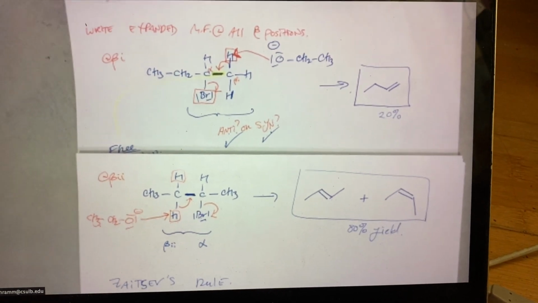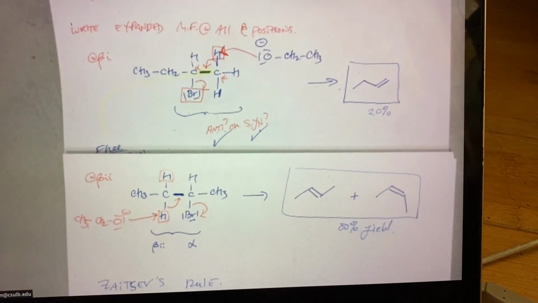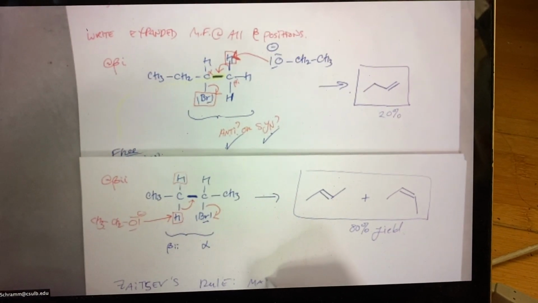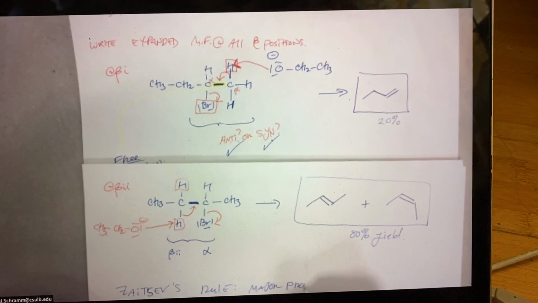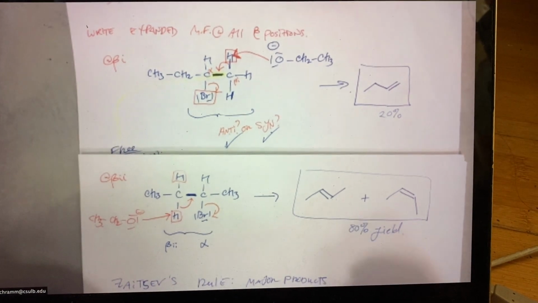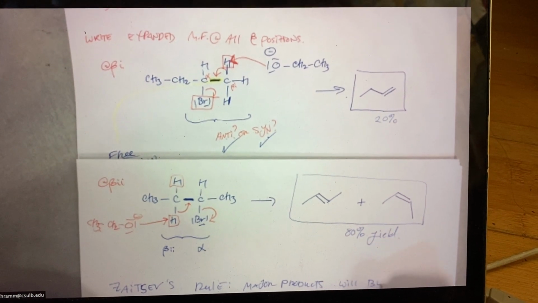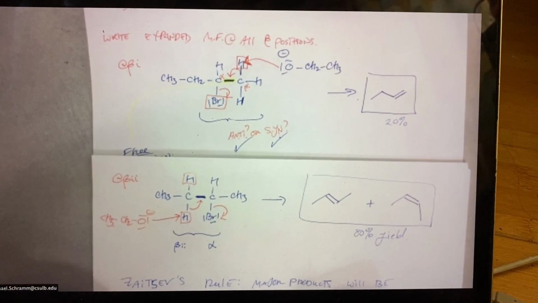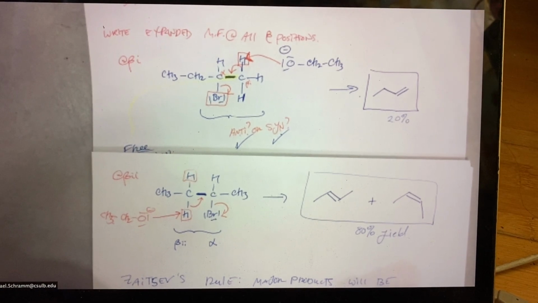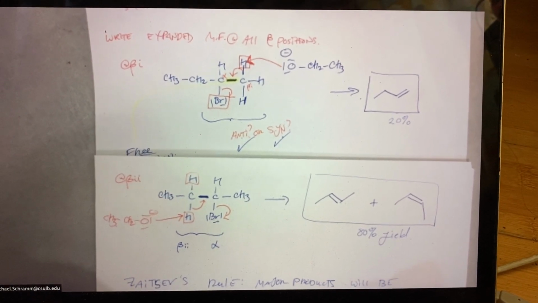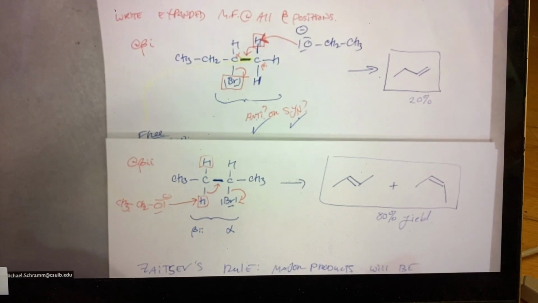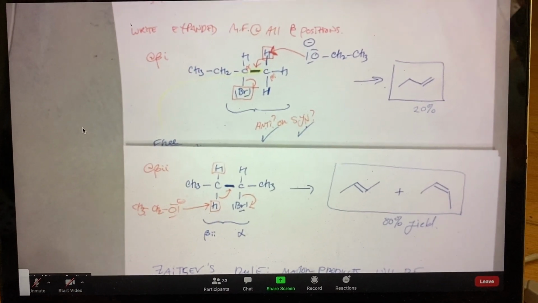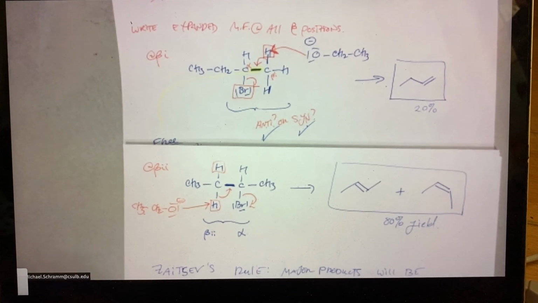determines the outcomes of these alkene reactions. Basically, it says that the major product or major products in these reactions will be more heavily substituted alkenes. We'll put this into a picture. It'll make more sense in a minute. But major products will be more heavily substituted alkenes.